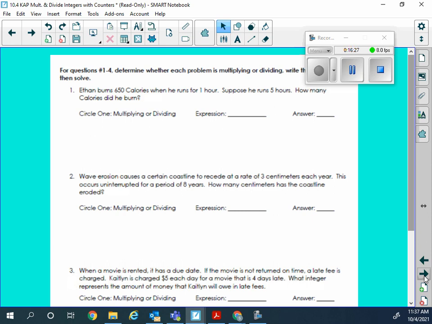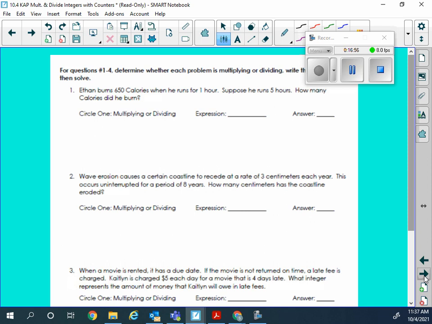The hardest part about multiplication and division word problems is that they use a lot of the same words, and people get confused as to whether they're supposed to multiply or divide. The best thing I can say to you is ask yourself, am I trying to get a total, or am I trying to get a part? Okay? And then that should help you. Ethan burns 650 calories when he runs for an hour. Suppose he runs 5 hours. How many calories did he burn?